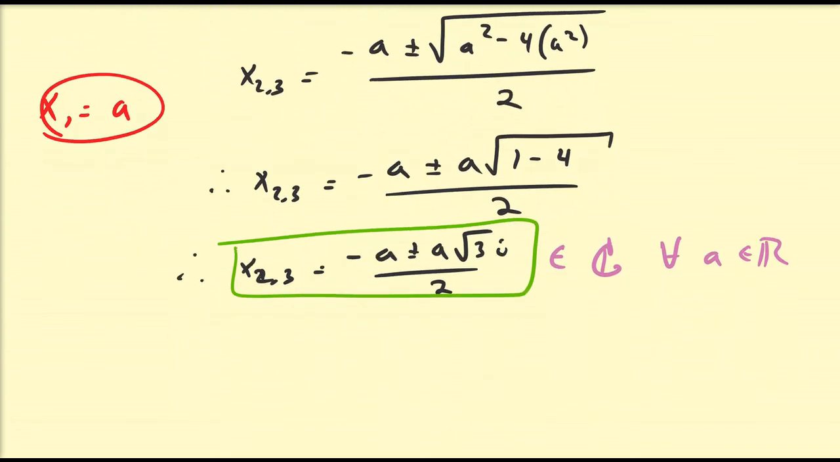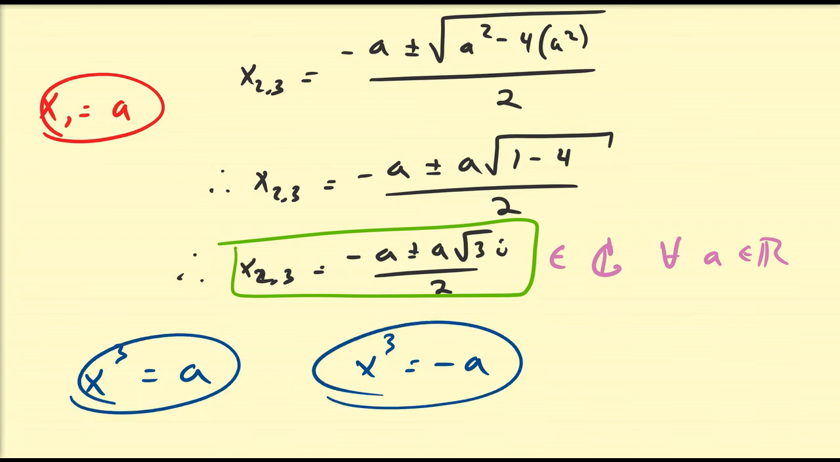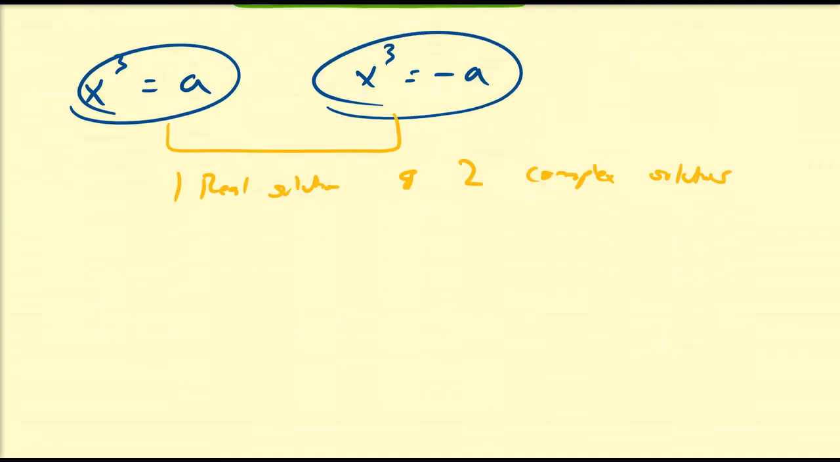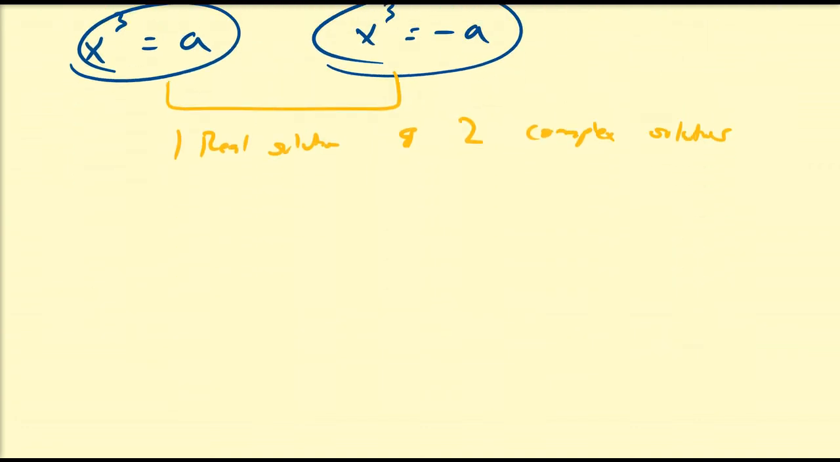So it's always true that if you have an equation x cubed is equal to a, or x cubed is equal to minus a, these two equation structures always have the same exact type of solutions. In particular, we're going to have one real solution and two complex solutions. And it should be very easy to see from the graphs of these curves that this is true.